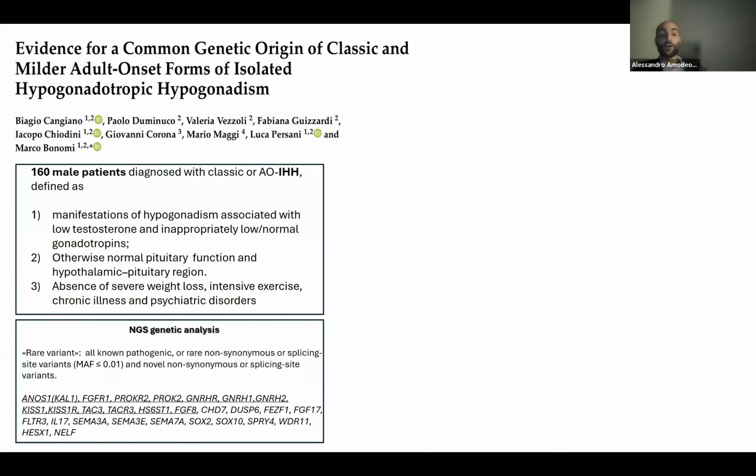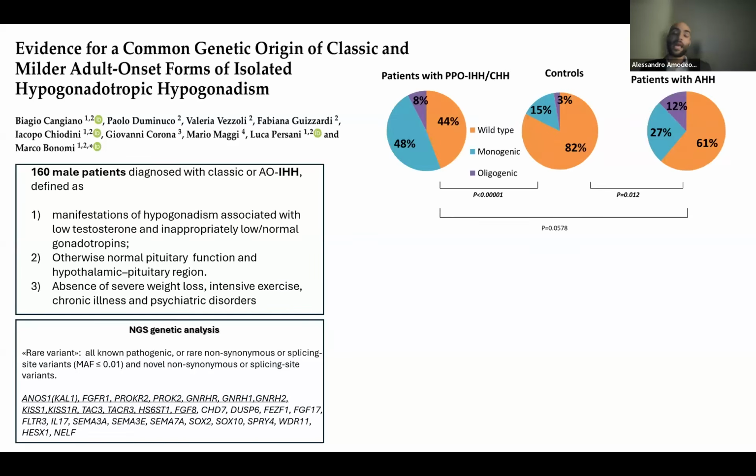studying the prevalence of rare variants by means of next generation sequencing genetic analysis in 28 genes associated with congenital hypogonadotropic hypogonadism. And they found that the prevalence of rare variants in these genes was higher both in prepubertal and in adult onset hypogonadotropic hypogonadism compared to controls, without any significant difference between prepubertal onset and adult onset.